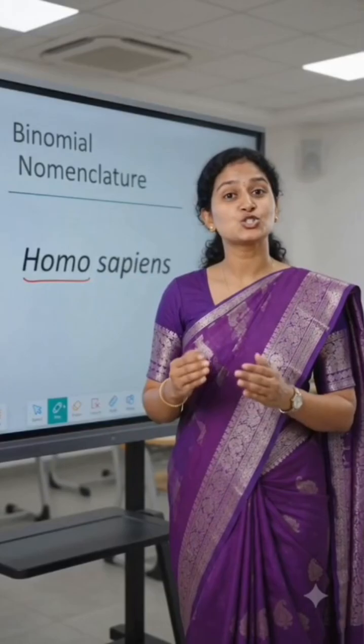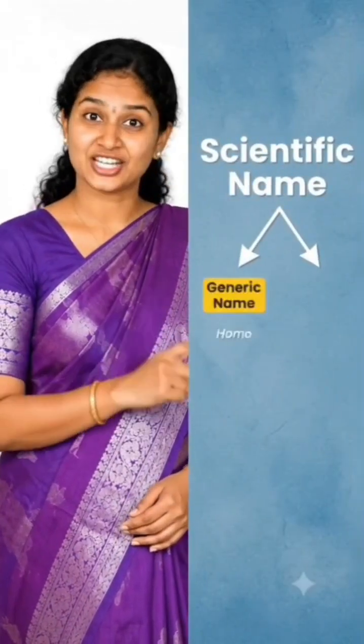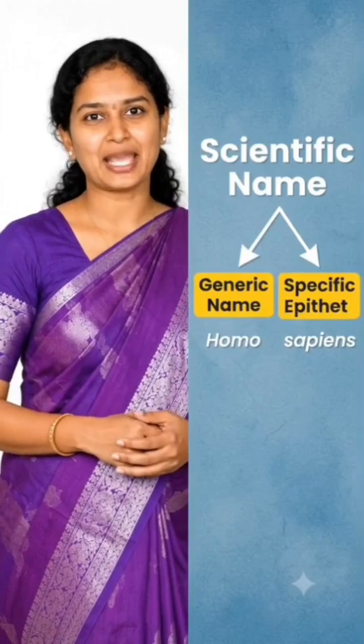Biologists follow a system called binomial nomenclature. Every scientific name contains two words. Every scientific name has two parts, the generic name and the specific epithet. This naming system was introduced by Carolus Linnaeus, the father of taxonomy.